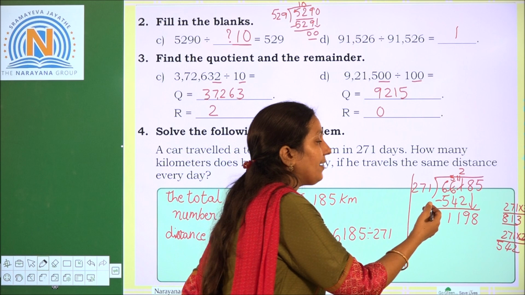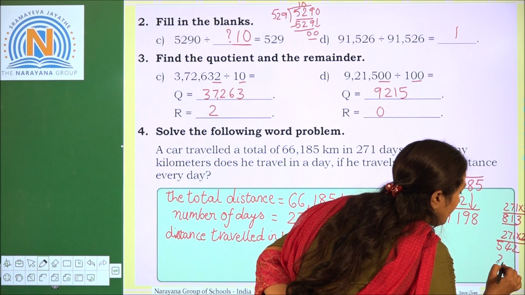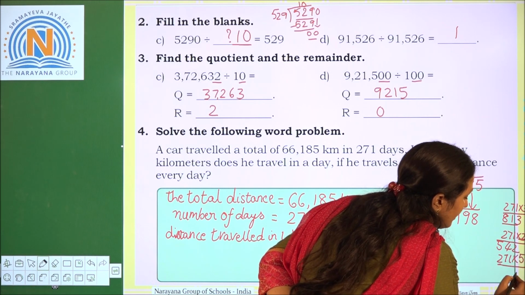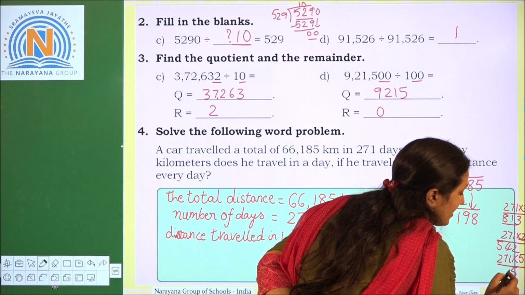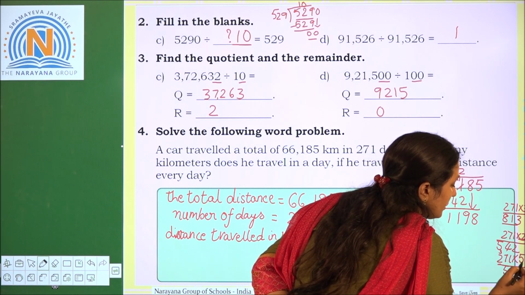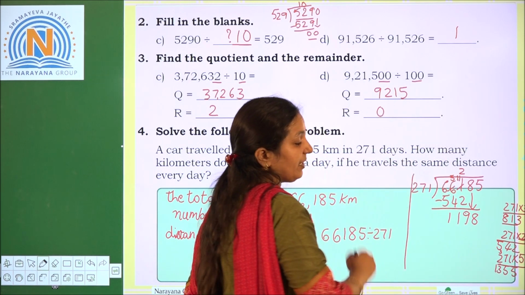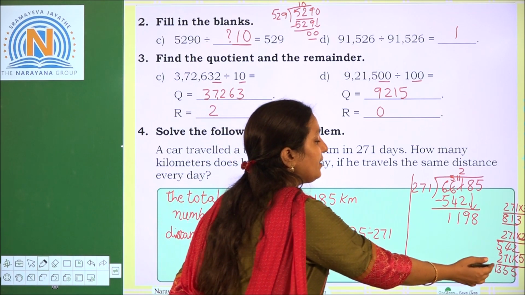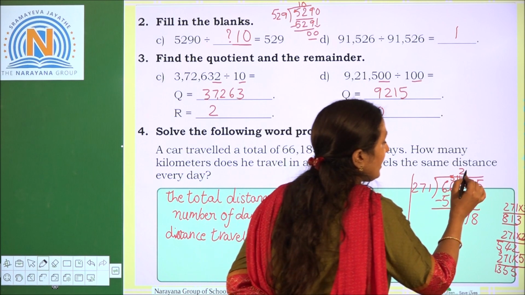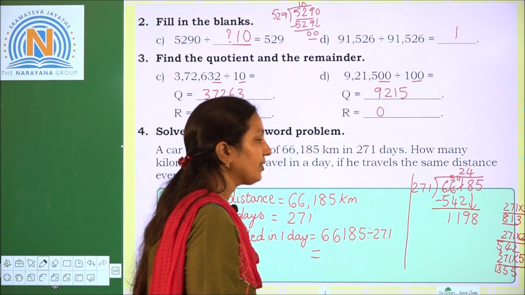1198. Can we take approximately 5 times? So you have to multiply 271 into 5. 5 ones are 5. 5 sevens are how much? 35. 5 here, 3 carried. 5 twos are 10 plus 3 is 13. So it will be greater. 1355 is greater than this number. We cannot subtract. So we have to take approximately 4 times.